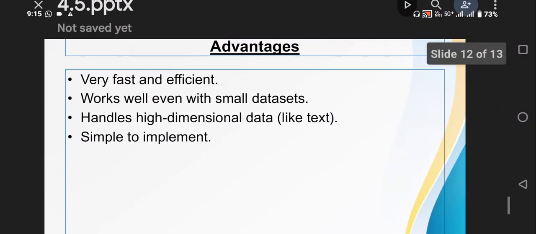Advantages of the naive Bayesian classification algorithm: it is very fast and efficient, works well even with a small data set, handles high-dimensional data like text or voice information, and is very simple to implement.